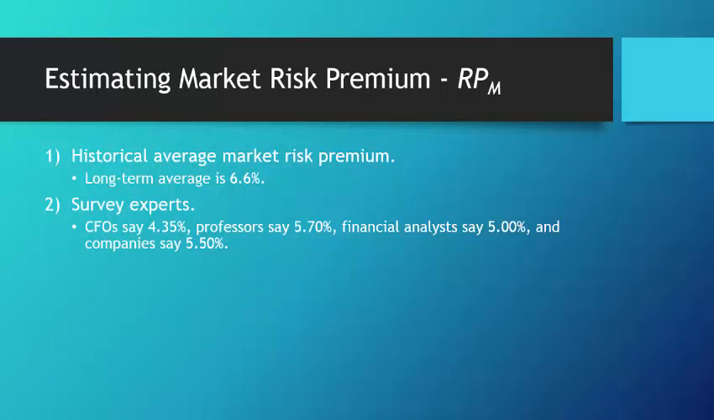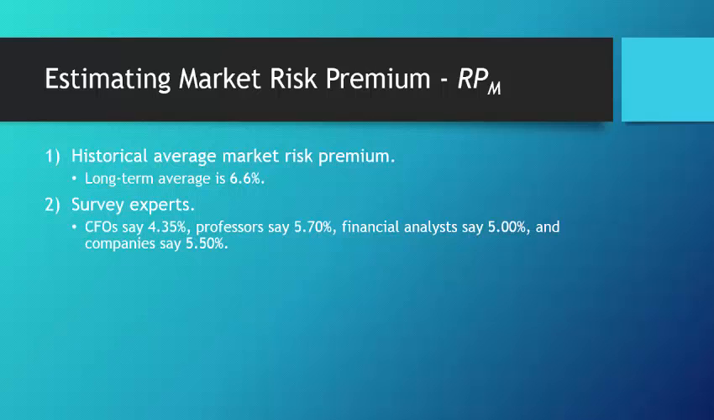Some people have approached this by saying, well, why don't we send out surveys to people who should know, like chief financial officers, but then they ask them to reflect upon the entire market, not just their firm, but the entire market. And then the CFOs say, well, I'm thinking over the long run we're going to be getting about 4.35%. That's what the average was, by the way, if you're wondering. How did they come up with such an odd number? It's because it's the average.